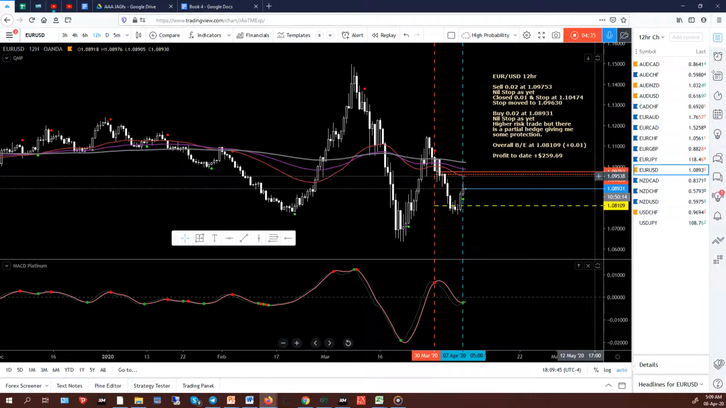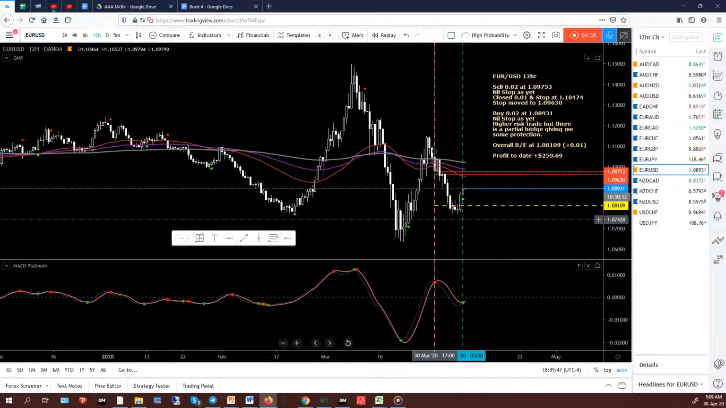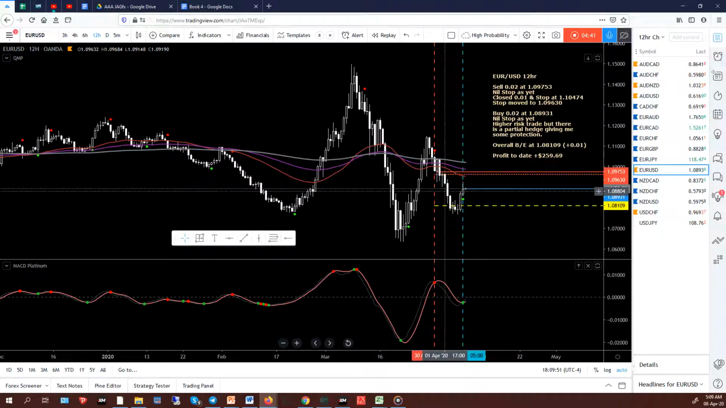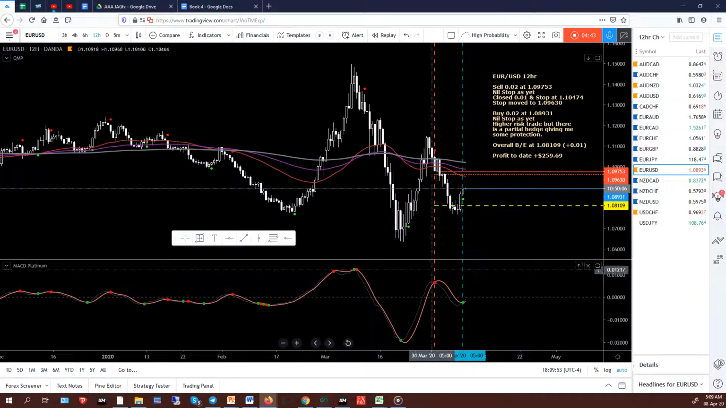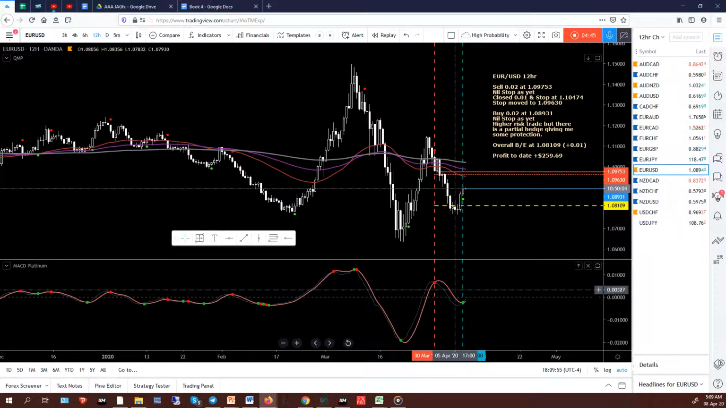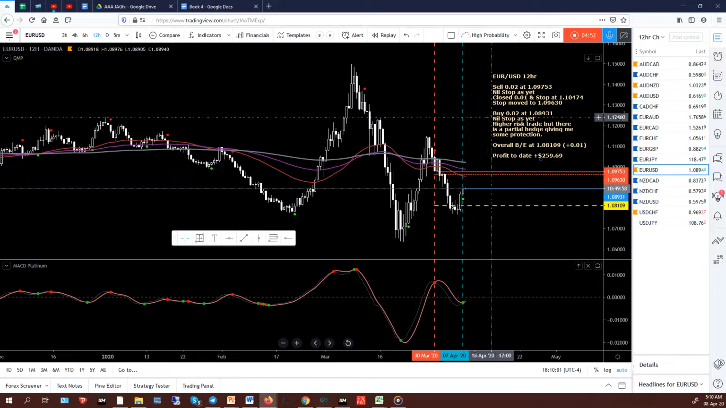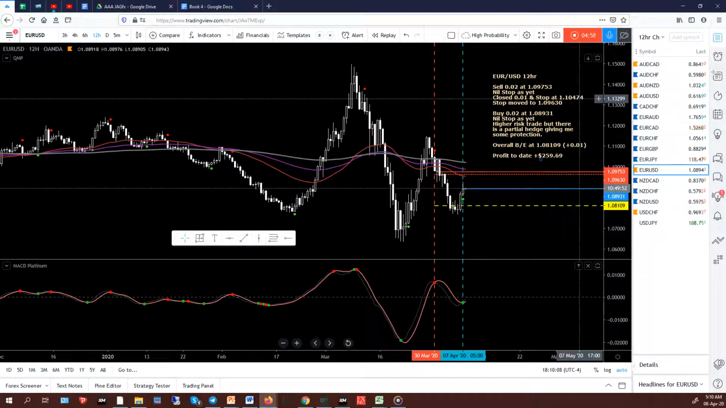Euro USD. Now, a couple of different things here. I was in a sell up here initially. This was a sell here. The MACD platinum's above the zero level. Price has gone down. It's gone through the zero level on the MACD platinum. I've closed out half of my trade, and put an initial stop in place.